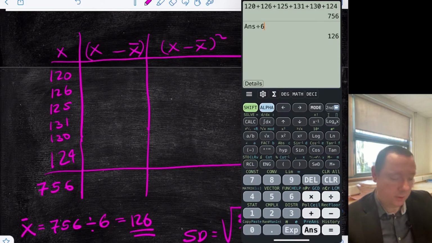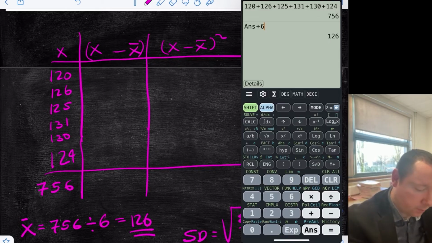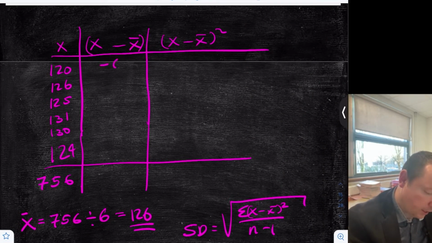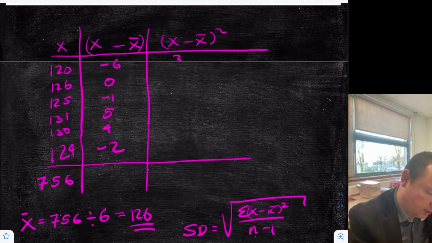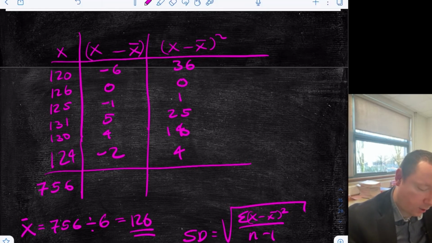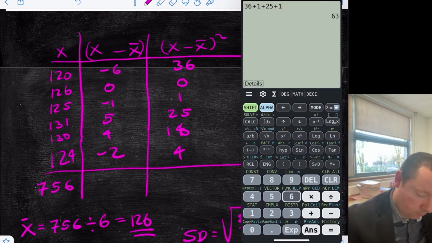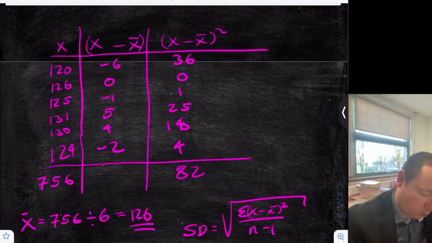So then the middle part is we take away 126 from each of the numbers. So that's minus 6, that's 0, that's minus 1, that is 5, that is minus 4, not just 4, sorry, and that's minus 2. And then the last column we'll square the numbers. 6 sixes is 36, you get 0, 1 ones is 1, 5 fives is 25, 4 fours is 16, and 2 twos is 4. We then add up all of the numbers and write it here as 82 because that's our key number.